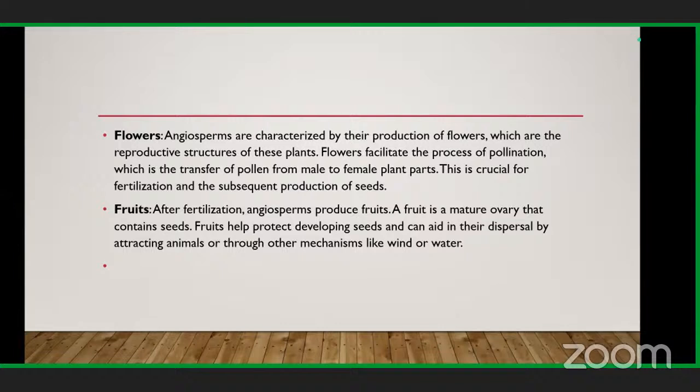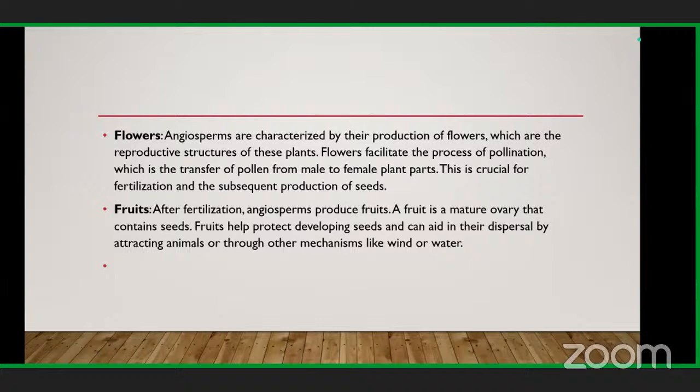Next is the fruits. After fertilization, angiosperms produce fruit. But gymnosperms lack the fruit. This is again a differentiating factor between the gymnosperm and the angiosperm. A fruit is a mature ovary that contains the seeds. Basically, the fruit is the ovary itself, but matured, and it contains the seed. So what is fruit? Fruit is the matured ovary, or a modification of the ovary, that contains the seed.